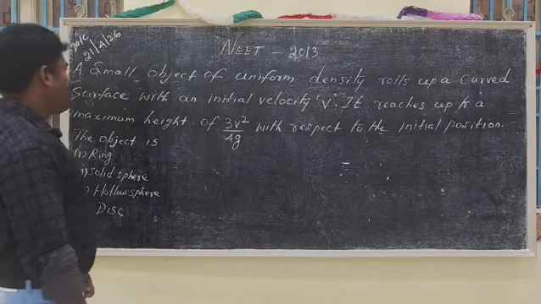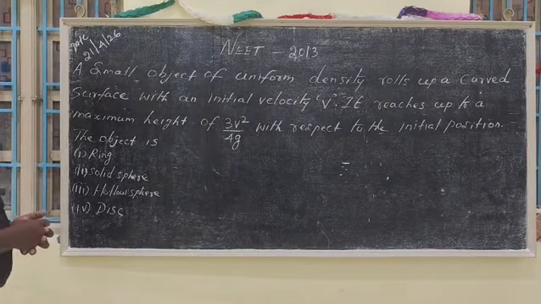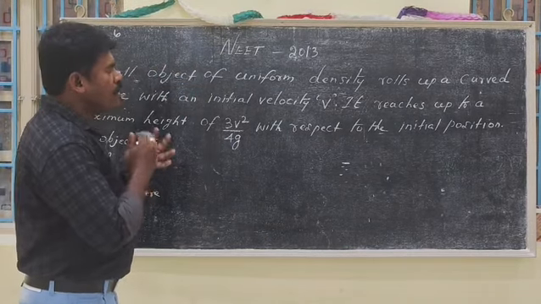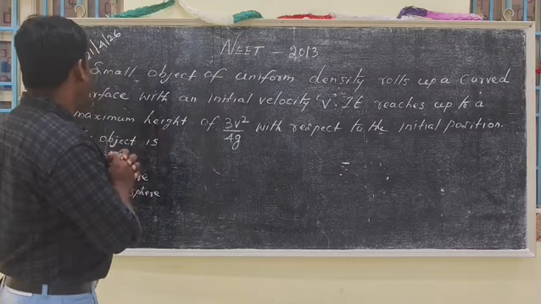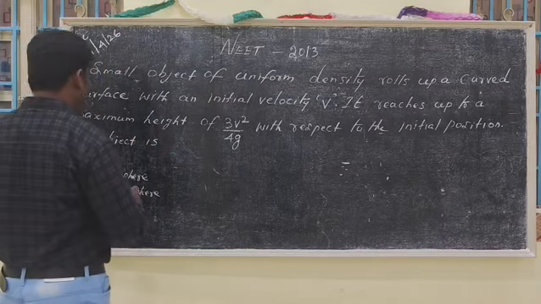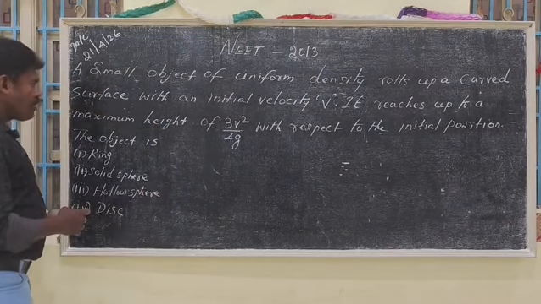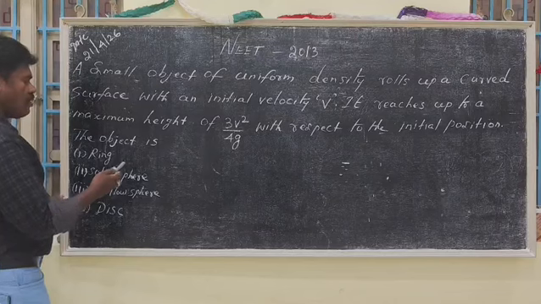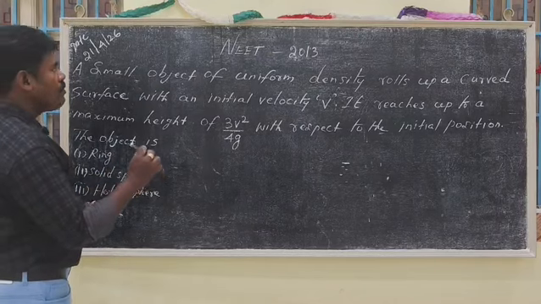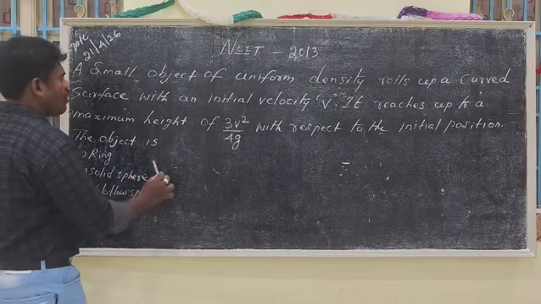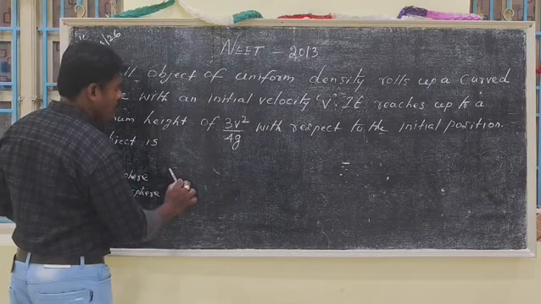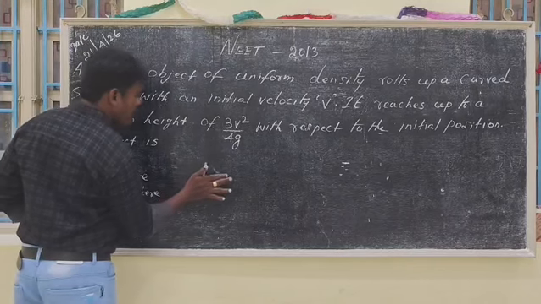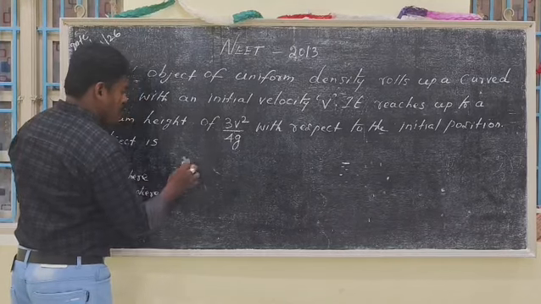This is the question. I told you already, whenever you read a question, you have to visualize what they asked and what we need to find out. A small object, let me take my pen as the object. Actually, it is not a rolling body. Just imagine the object has uniform density and rolls up.